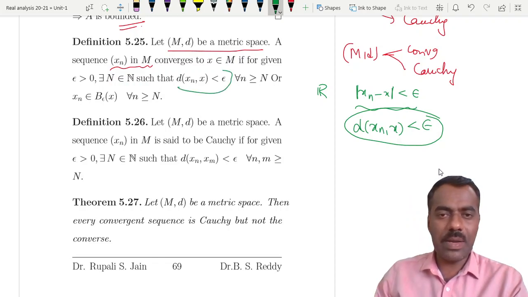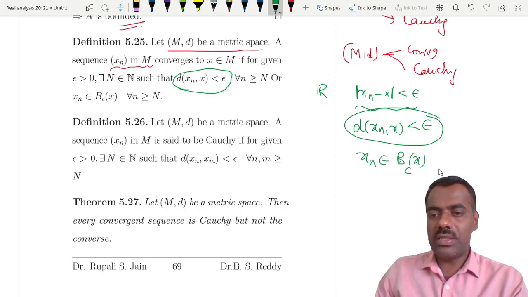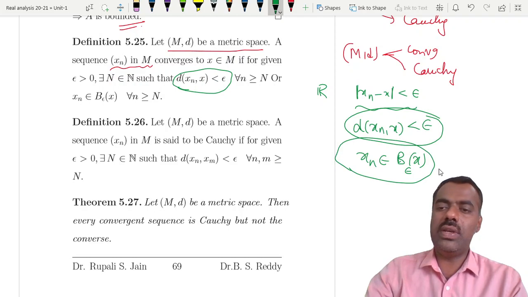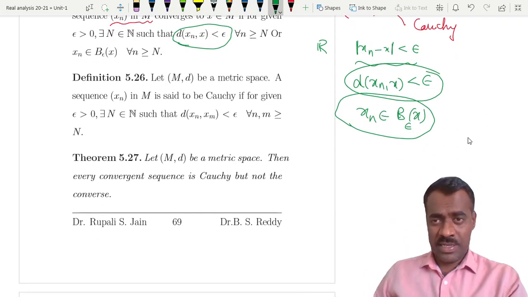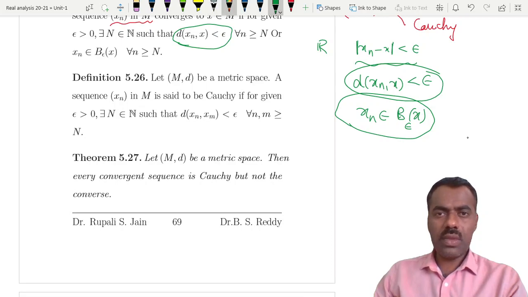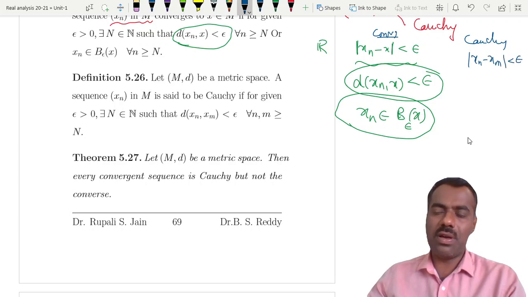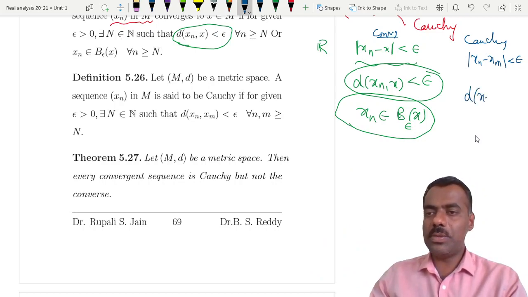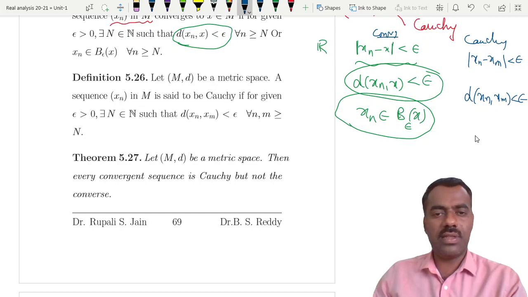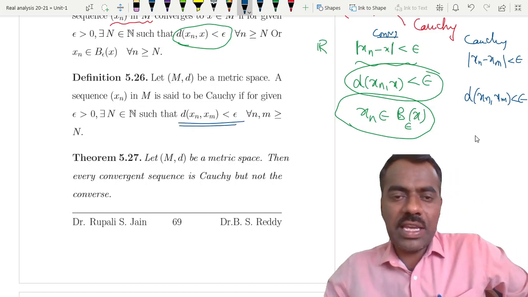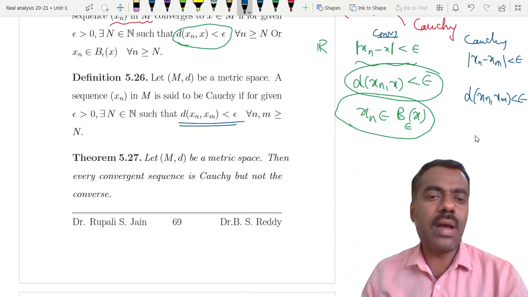So the distance between x_n and x should be less than epsilon. This is the same as saying, in terms of balls, that x_n should be eventually in the open ball, right? In the same way you can define convergence. And how can you define Cauchy? In R, what is meant by Cauchy? |x_n - x_m| should be less than epsilon for all n, m greater than some stage, right? So therefore, what we can expect here is that the distance between x_n and x_m should be less than epsilon. That's all. So everything we are defining is already known and we are generalizing from R, right?